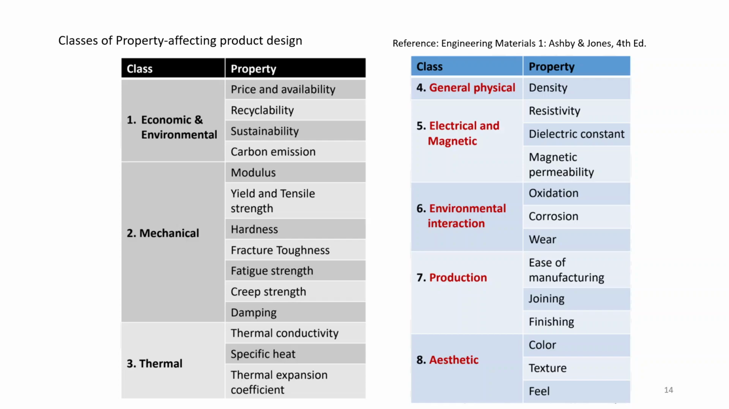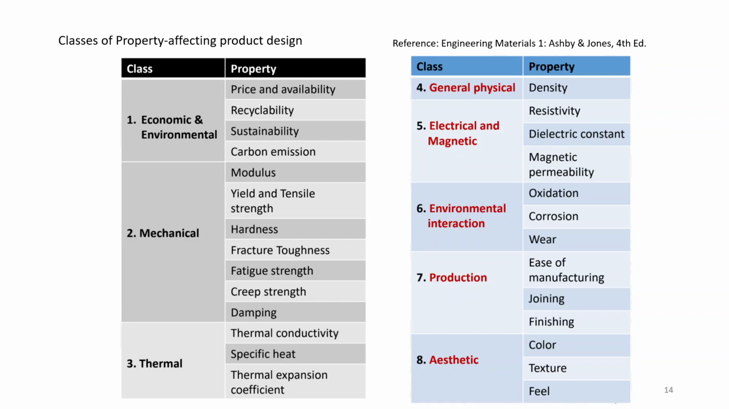In case of general physical property you have density of the material. Density also plays an important role. So for example, if you are choosing material for aircraft or fast moving cars, then you want to reduce the fuel consumption. So in that case you want to consider the density of metals or other materials that are used. Next up you have electrical and magnetic properties. In this case you have resistivity, dielectric constant and magnetic permeability. So depending on the application these are decided.